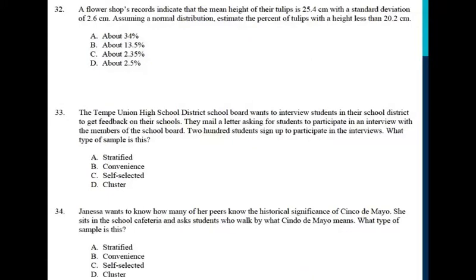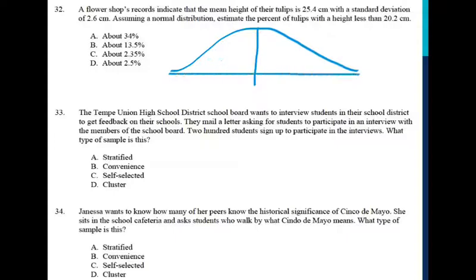All right, a flower shop's records indicate that the mean height of their tulips is 25.4 centimeters with a standard deviation of 2.6. Assuming a normal distribution, estimate the percent of tulips with a height less than 20.2 centimeters. So again, I'm going to draw that normal distribution, and I'm just going to total up the percents that meet the constraints of the problem. So your mean was 25.4.